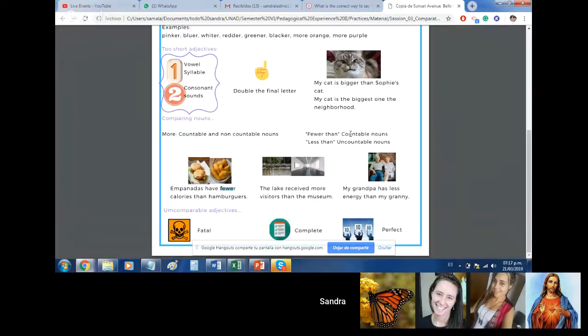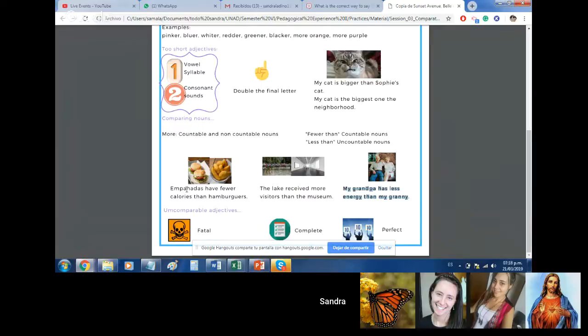Feelings, beverages like beer and juice, and teeny tiny things, for example sand, rice, sugar. Those are uncountable nouns. For that reason, we're going to use less than. For example, my grandpa has less energy than my granny. We cannot count energy. For that reason, we're going to use less than.